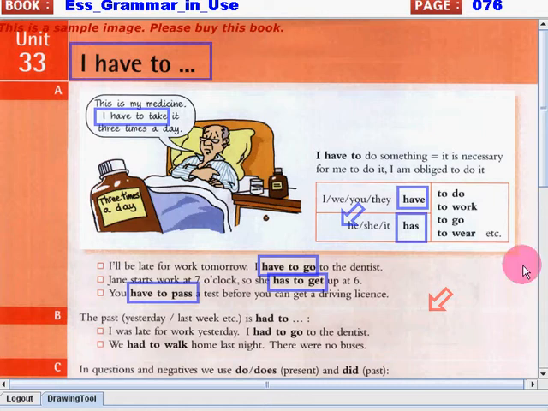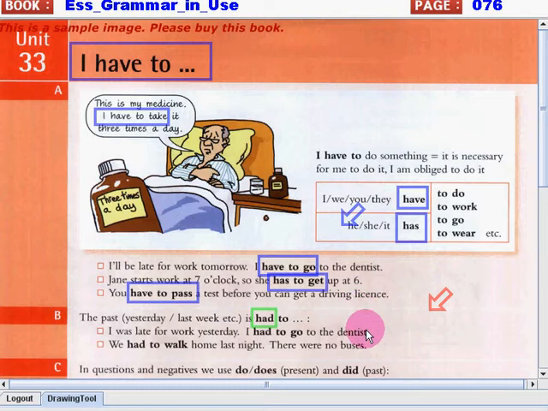Now, let's talk about the past tense of this verb. Of course, for the past, for example, yesterday, last week, last month, we have to use "had to." "Had to," because "had" is the past tense of the verbs "have" and "has." Now, we can use this for both singular and plural pronouns or subjects.